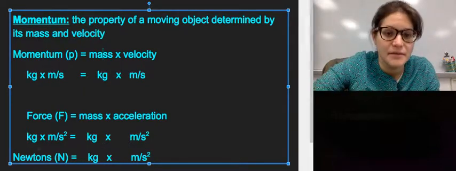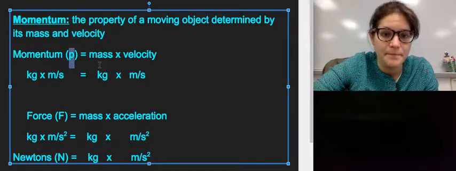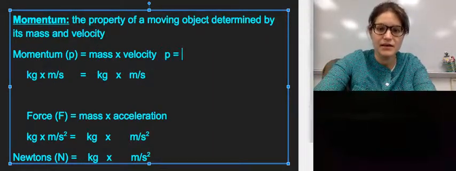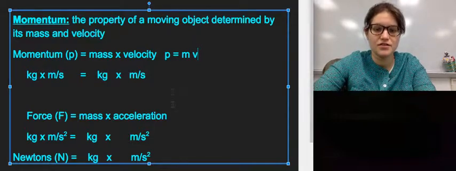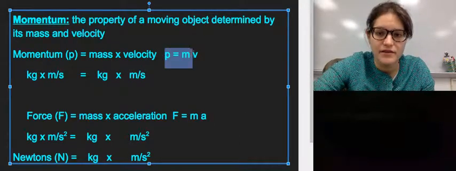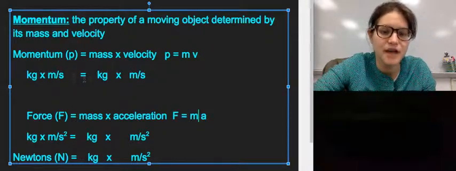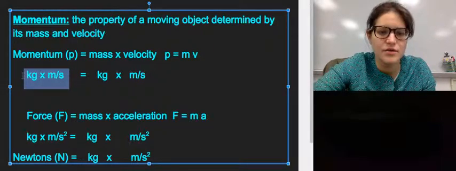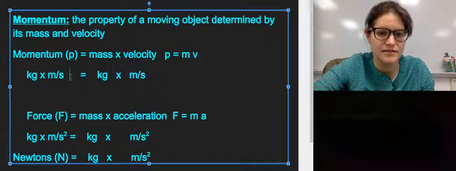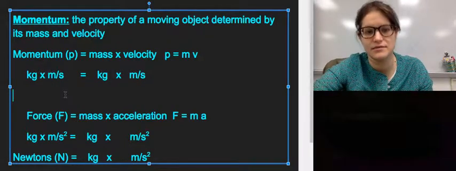So we've got p, momentum, is equal to mass times velocity. So we would write that p equals mv. Just like for force, we would write F equals ma. So very, very similar equations. But the other thing is there is no special unit for momentum. It's just kilograms times meters per second. I guess they decided since there's not the extra squared on it, we didn't need to mess with it.